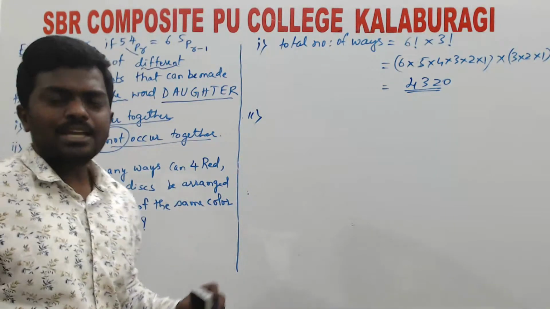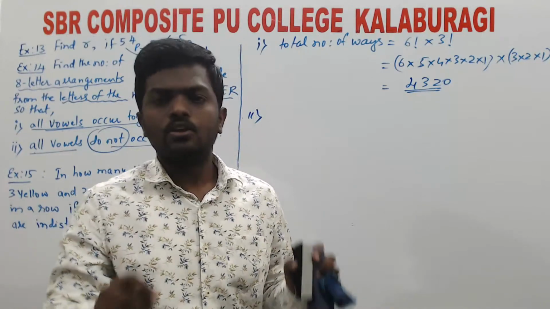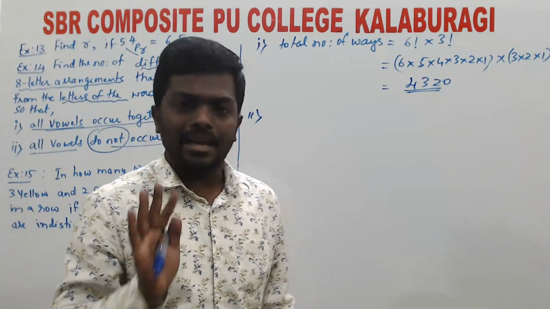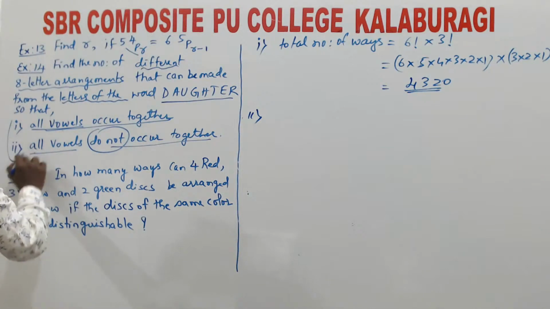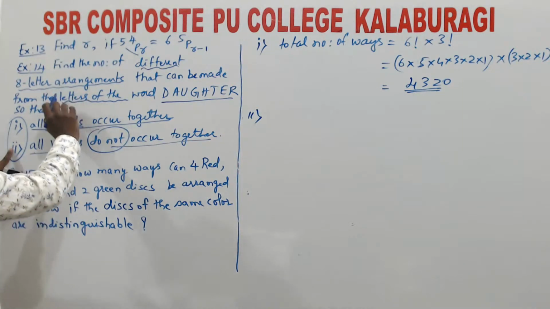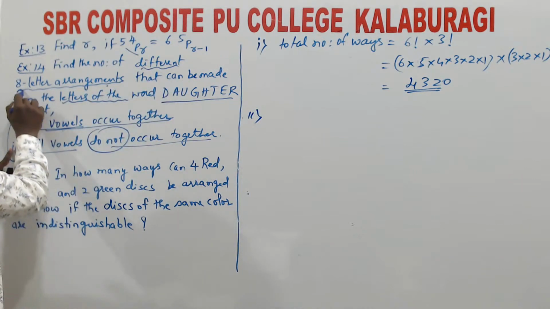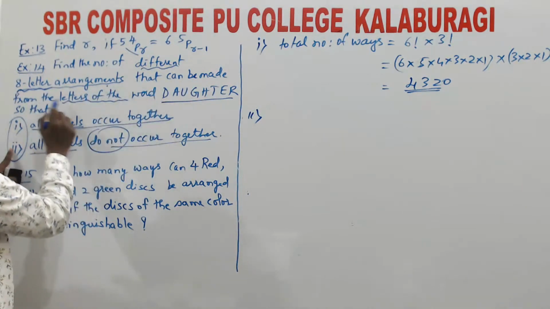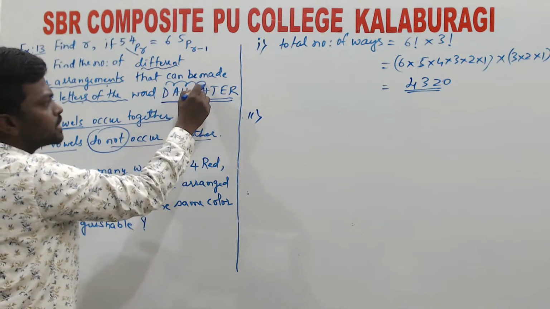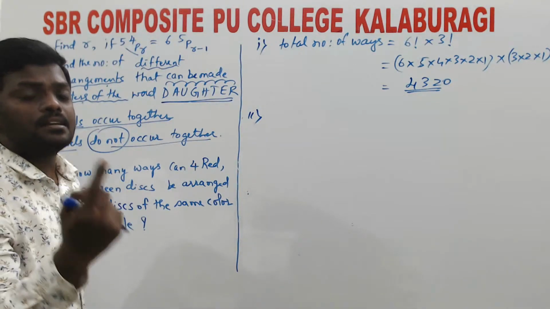Okay. So now forget about the conditions given. Either vowels occur together or do not occur together. Forget it. Now just concentrate on the word daughter and how it can be arranged. For the time being, forget both the conditions. What is the question? Find the number of different 8-letter arrangements that can be made from the letters of the word daughter. Here in daughter, all are distinct objects. So which formula? nPr formula, and it has to be 8-letter arrangements.